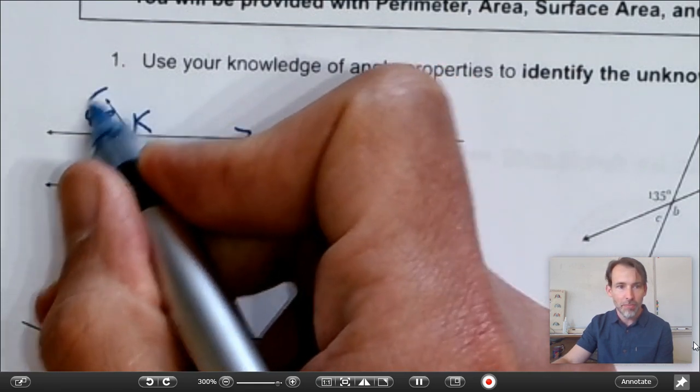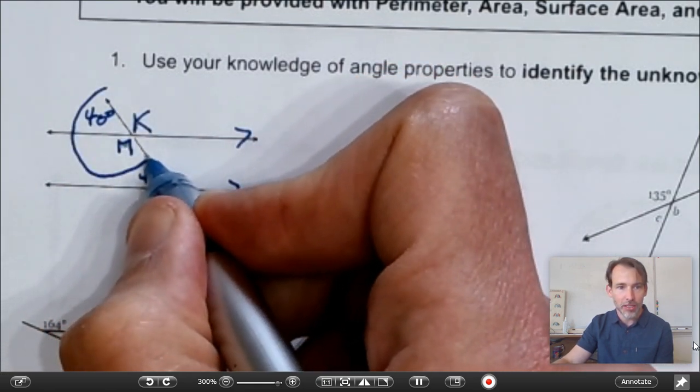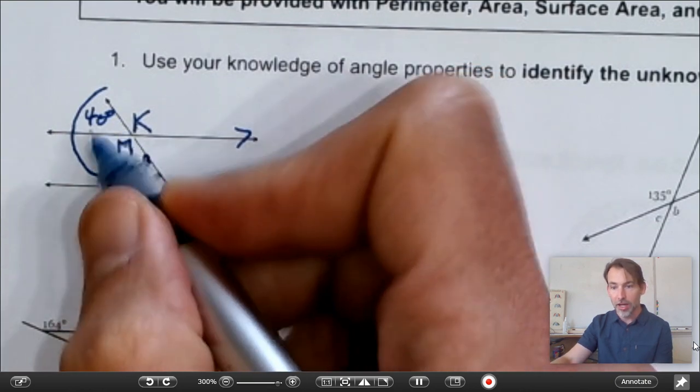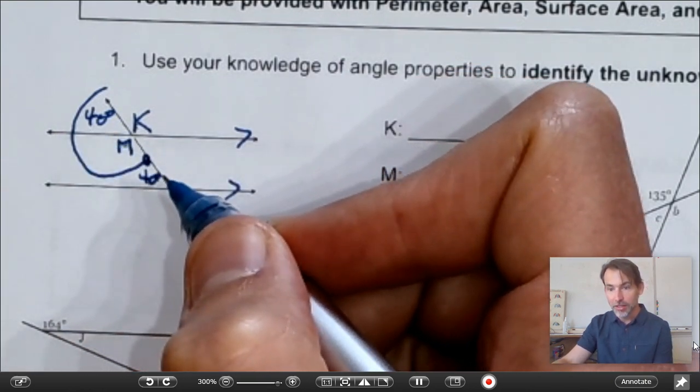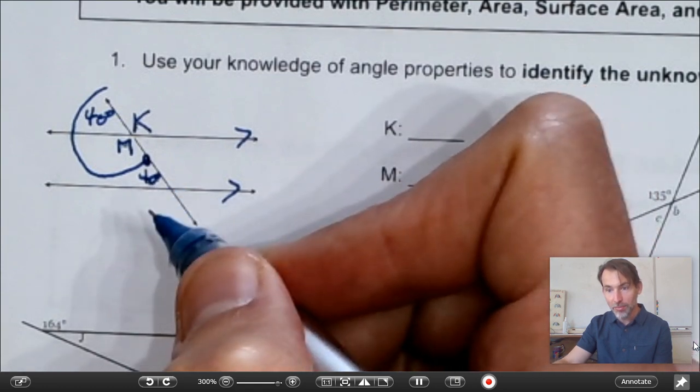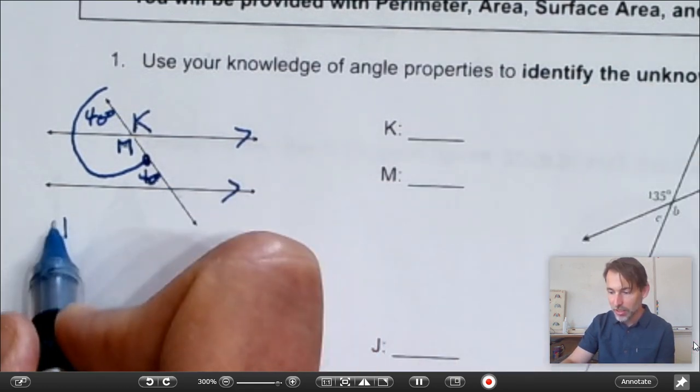So M is going to be related to this angle 40 by 180 degrees. So 40 plus M is 180, so that gives us a little equation here.